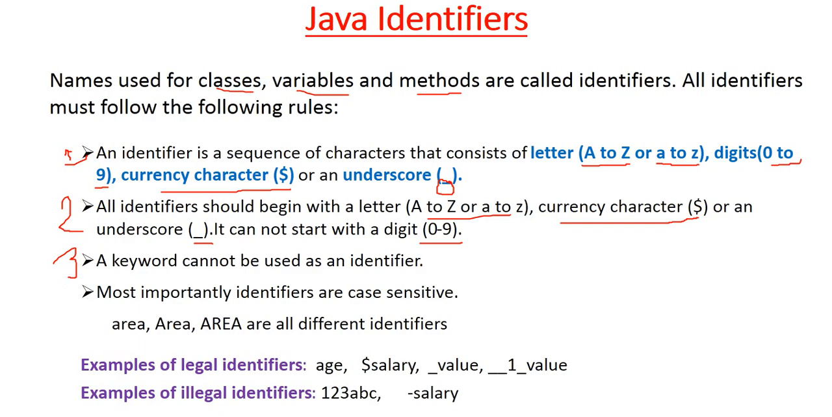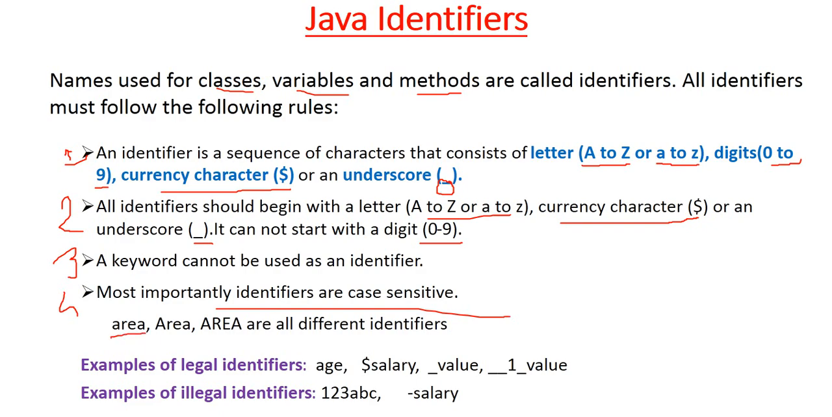From time to time, if by mistake you use a keyword as an identifier, the Java compiler will let you know that it is not allowed, because it is a keyword, so a keyword cannot be used as an identifier. The fourth, and most importantly, is that identifiers are case sensitive. So you see, identifier is case sensitive.